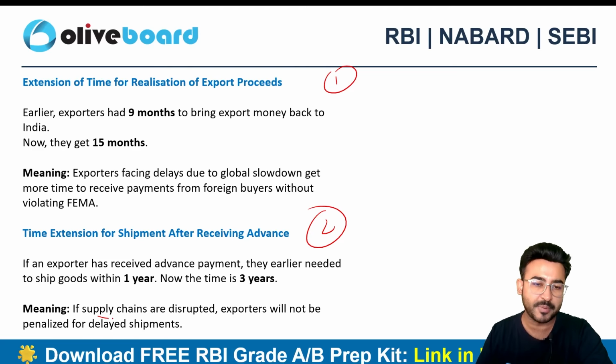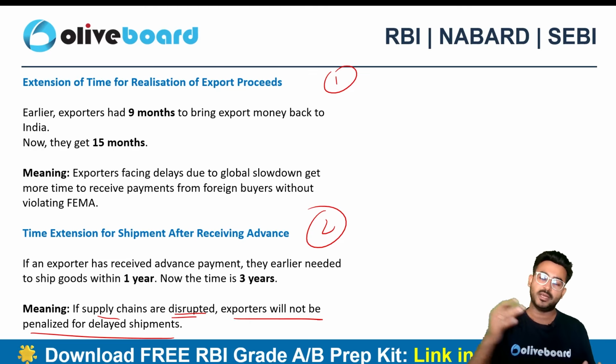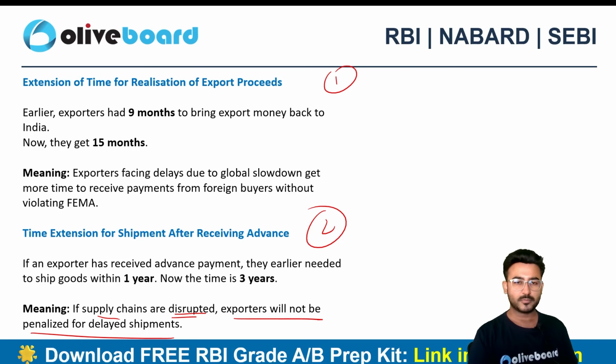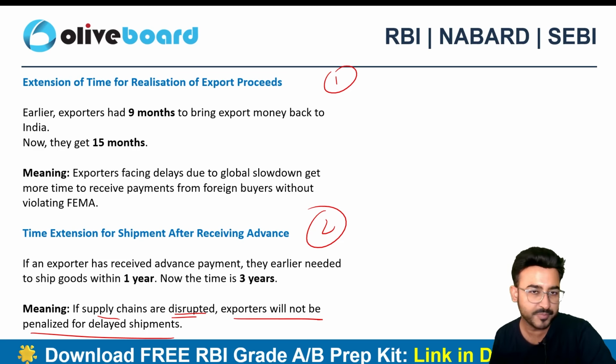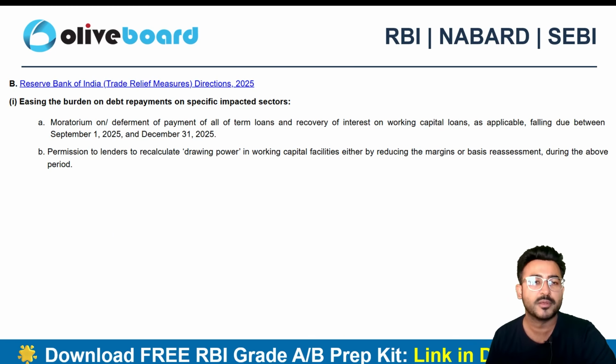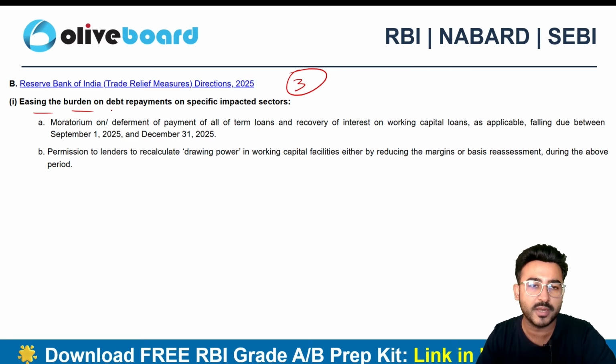Because in case the supply chain is completely disrupted, the exporters will not be penalized for any kind of delayed shipment. They can make the shipment within 3 years as well, from the earlier time period of 1 year. So again ये एक और relief है, right? This is one of a major relief, and the third relief will be here now, easing the burden on the debt repayment on specific impacted sector.